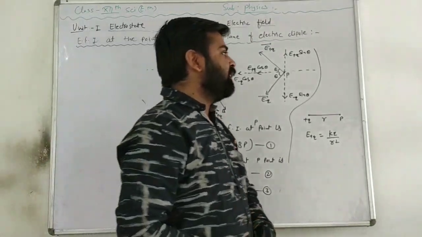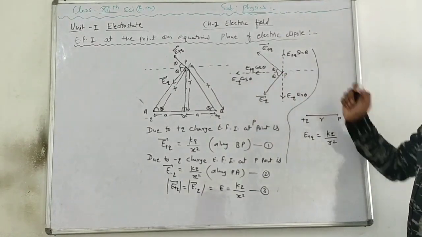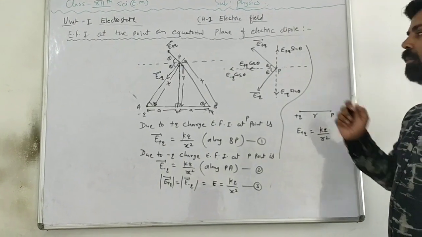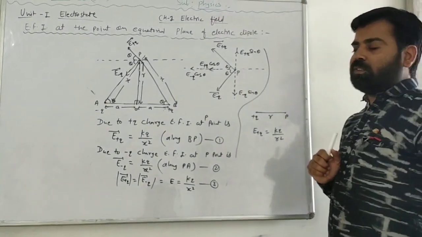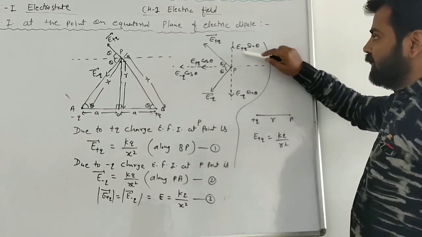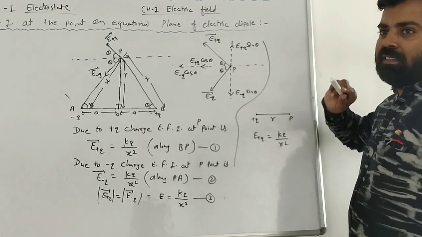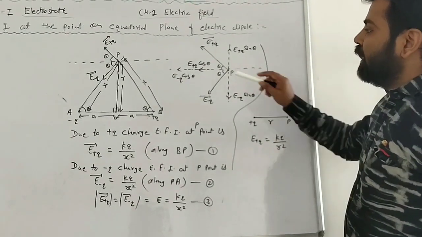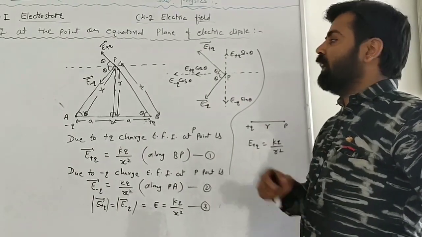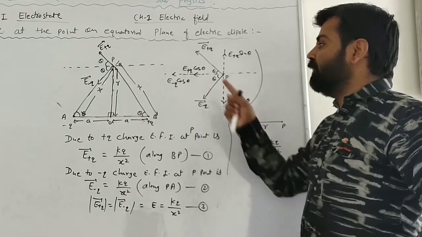Again, see here, the vertical components are in opposite direction but in the same magnitude, E sin theta, so they cancel each other. The horizontal components are in the same direction and the same magnitude, so they will be added.